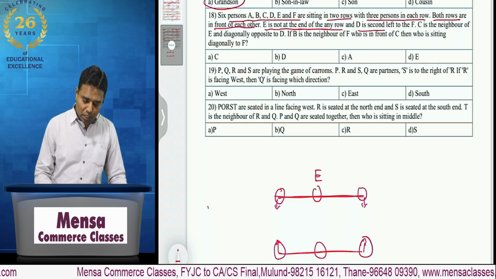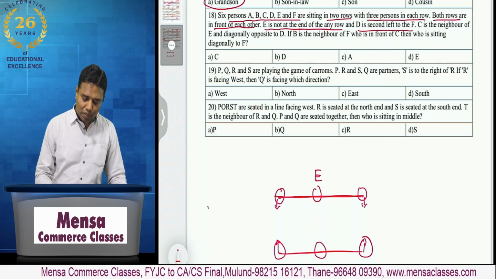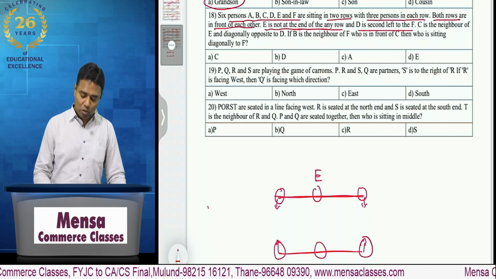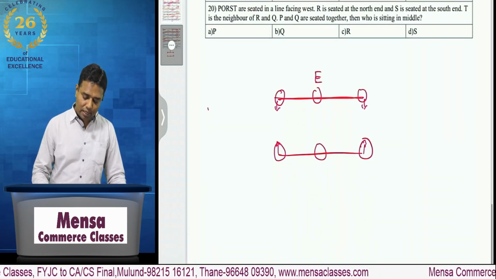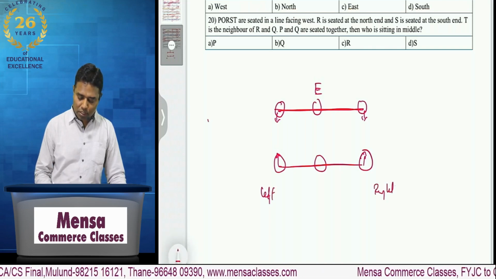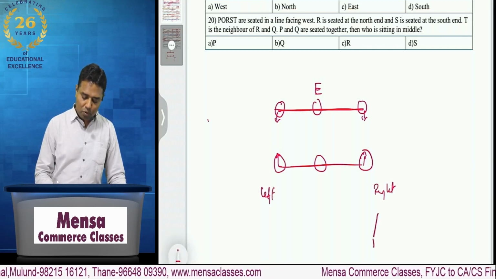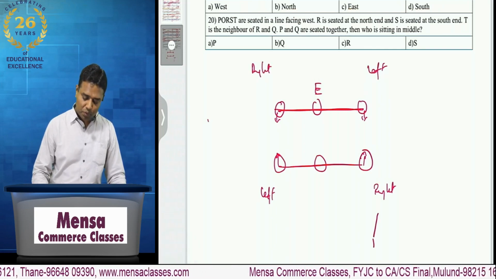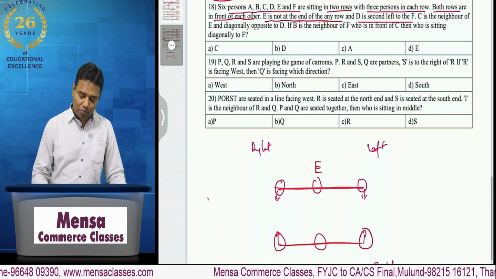D is to the second left of F. D is to the second left of F. So now how is the left and right decided? This is left for these people, this is right for this section, and for them it will be reversed. This is left, this is right. Okay, let's read further.